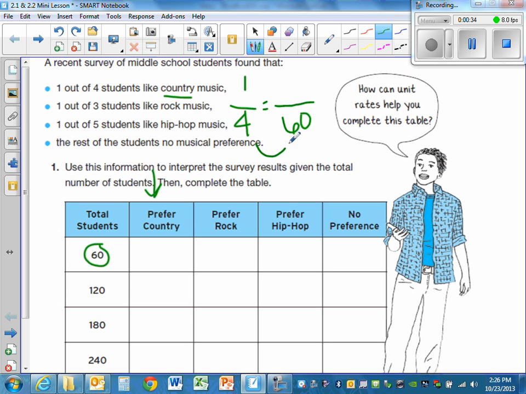I'm going to need to work up, which means I multiply. I can work backwards and take 60 divided by 4 is 15. So 4 times 15 gives me 60. And then I'm going to do the same thing on the top. 1 times 15 gives me 15. So my answer to put in my column is also 15.